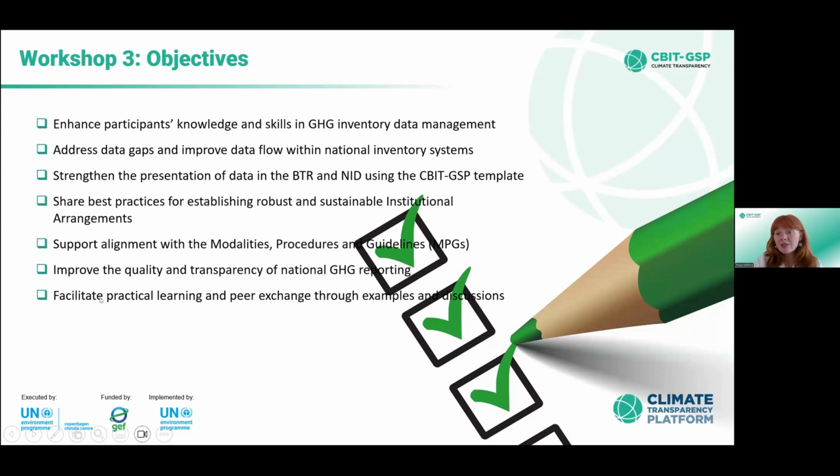So the overall objectives and aims for today's session are just on the screen here. Overall, what we really want to do is enhance the participants' skills and knowledge in the greenhouse gas inventory data management systems. So looking at some of the institutional arrangements, along with that, addressing data gaps and improving data flow within these systems. Overall, we're looking to strengthen the presentation of the information and data that is presented in the BTRs and the national inventory document. Specifically, this was an area that, especially when the CBIT-GSP team were conducting the quality assurance checks, we noticed there were a lot of inconsistencies in the method in which countries were presenting the work that they were doing.